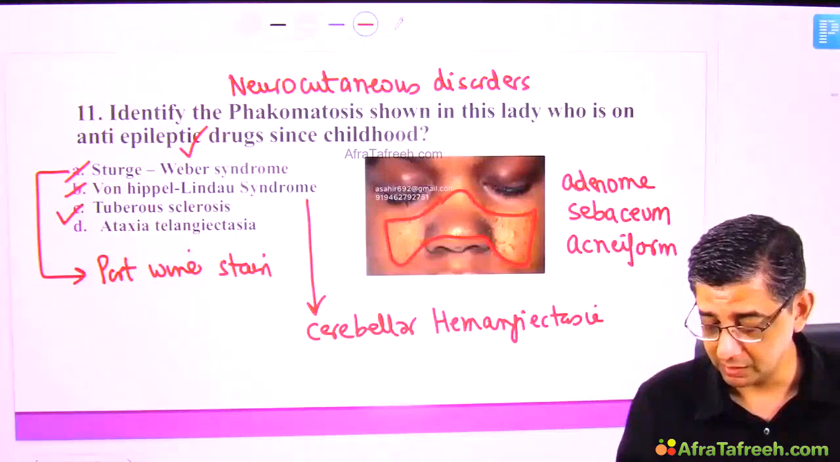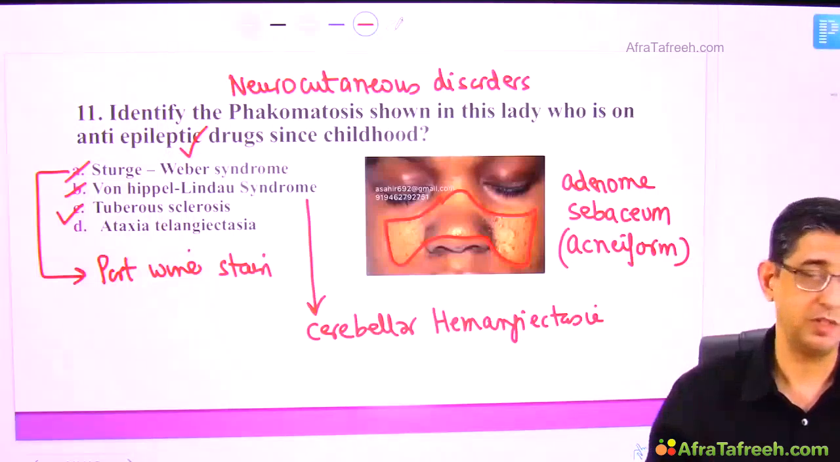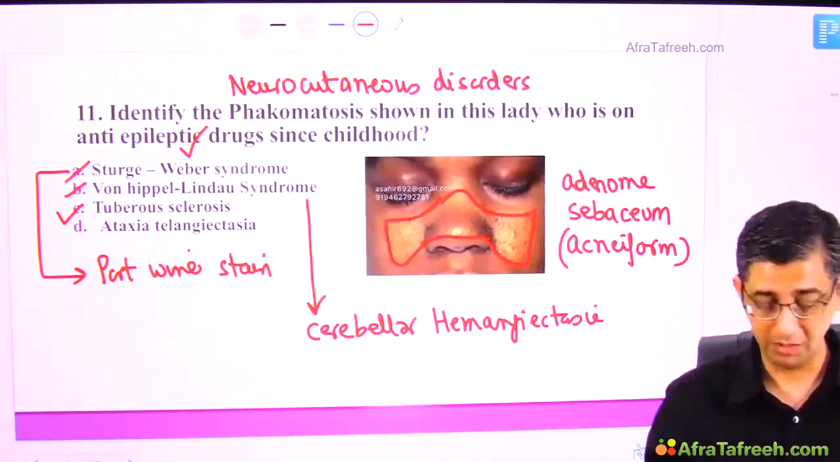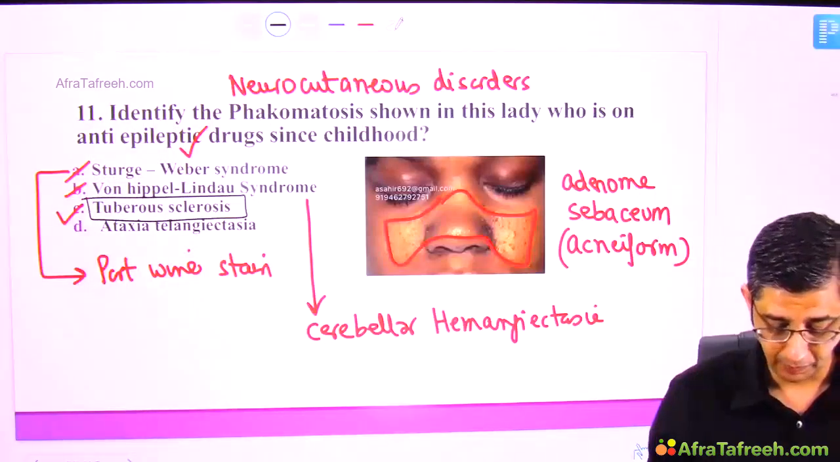So that is why the diagnosis I said was adenoma sebaceum, and the combination of the two is what is called Bourneville disease, or tuberous sclerosis. The answer to the question would be given as option number C. Moving to the next one.